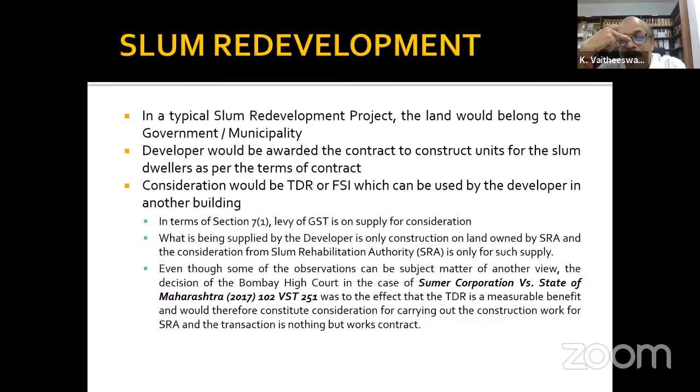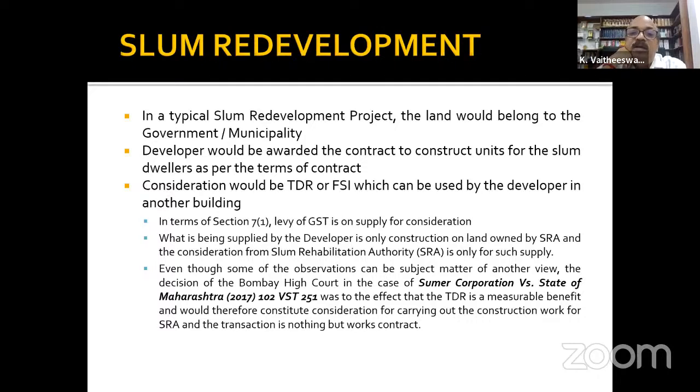So what in effect happens is that the developer is called upon to construct units for the existing slum dwellers, better units, better infrastructure, better amenities, etc., as per plan, as per specification, as per the policies. And instead of paying them money, the municipality decides to give them development rights, TDR or FSI. Now, this TDR or FSI can be dealt with by them. They will use it for another building for higher FSI, or they may even market this.